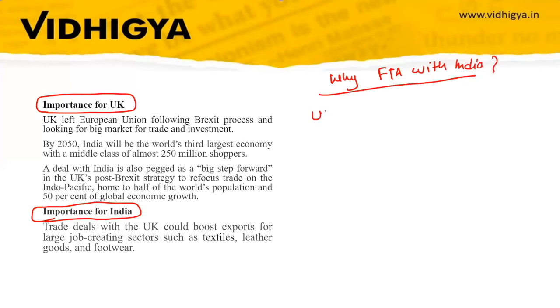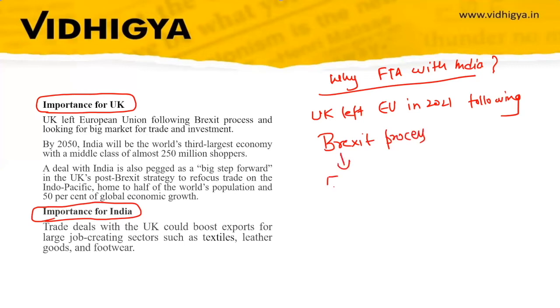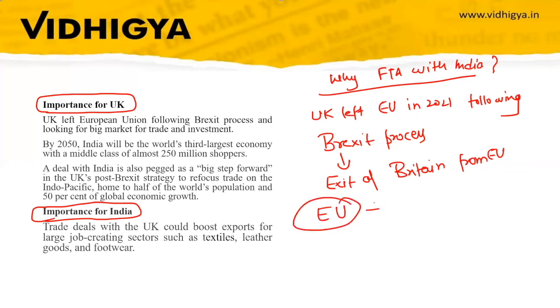So UK left European Union in 2021 following the Brexit process. Brexit is the exit of Britain from the European Union. Currently, the total number of countries in the European Union is 27. So this is important. You have to remember this.